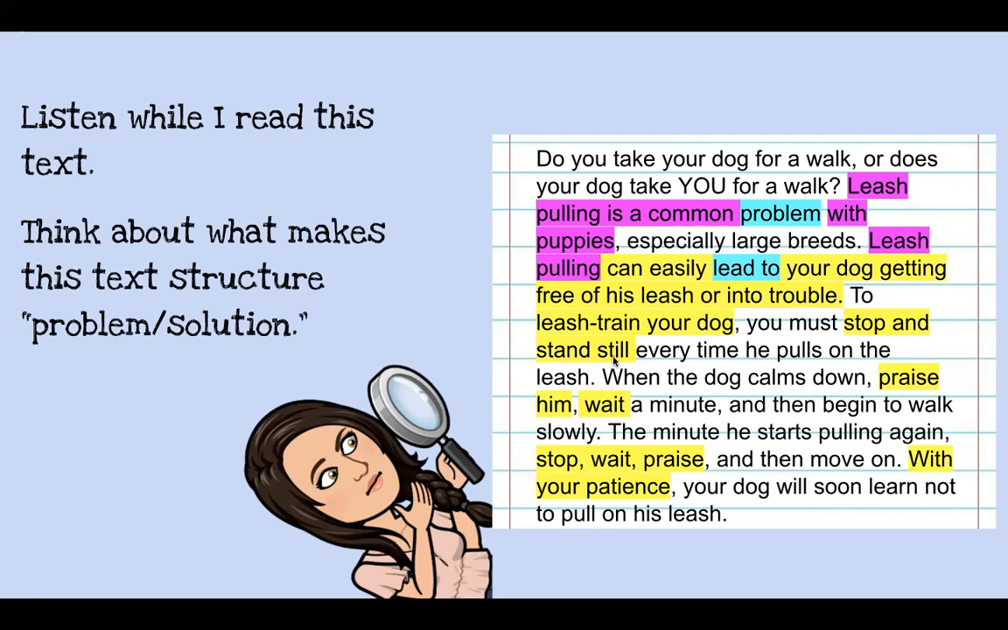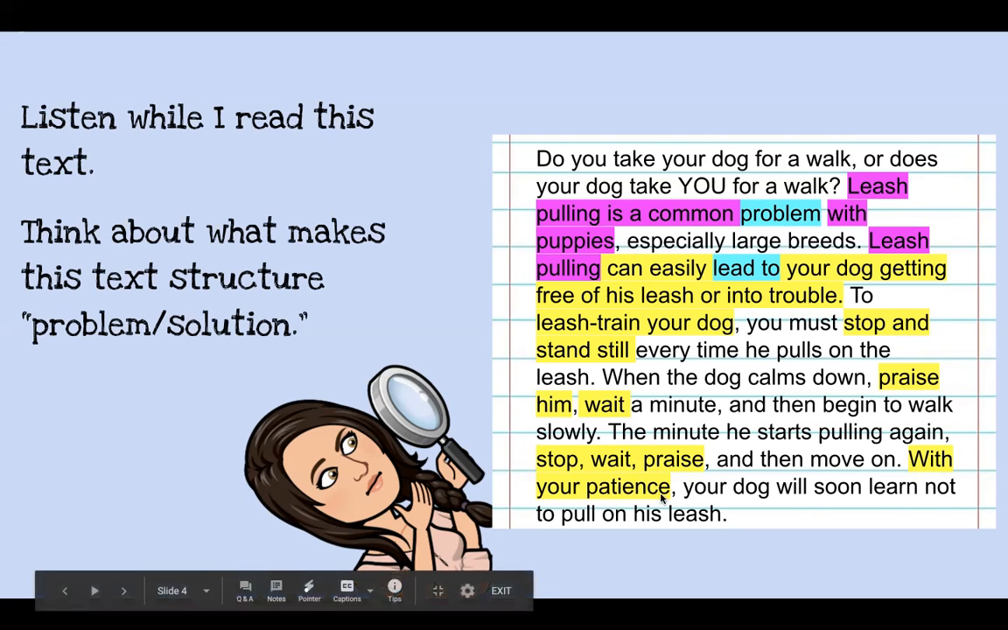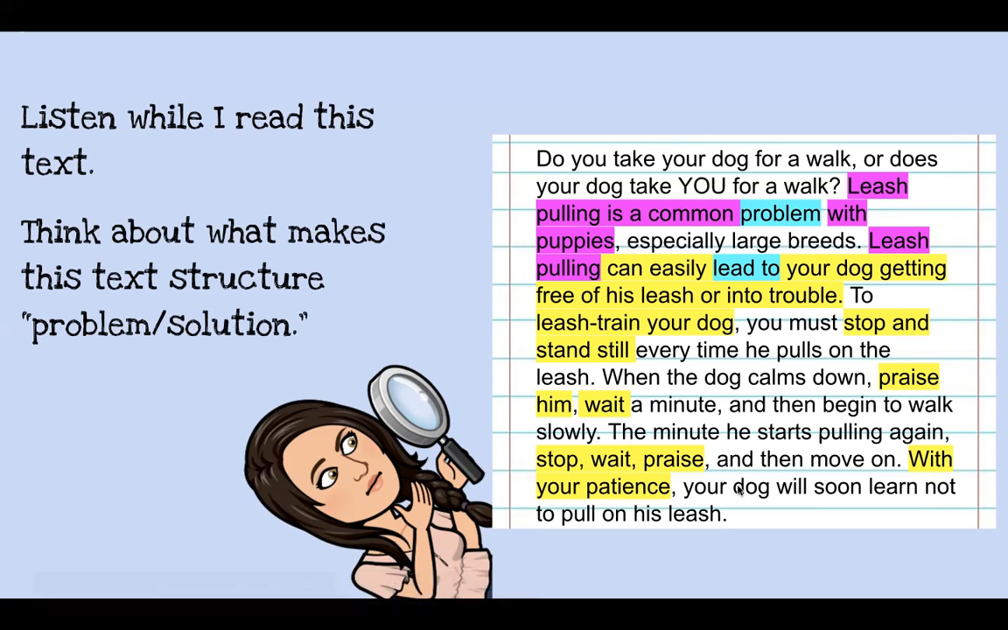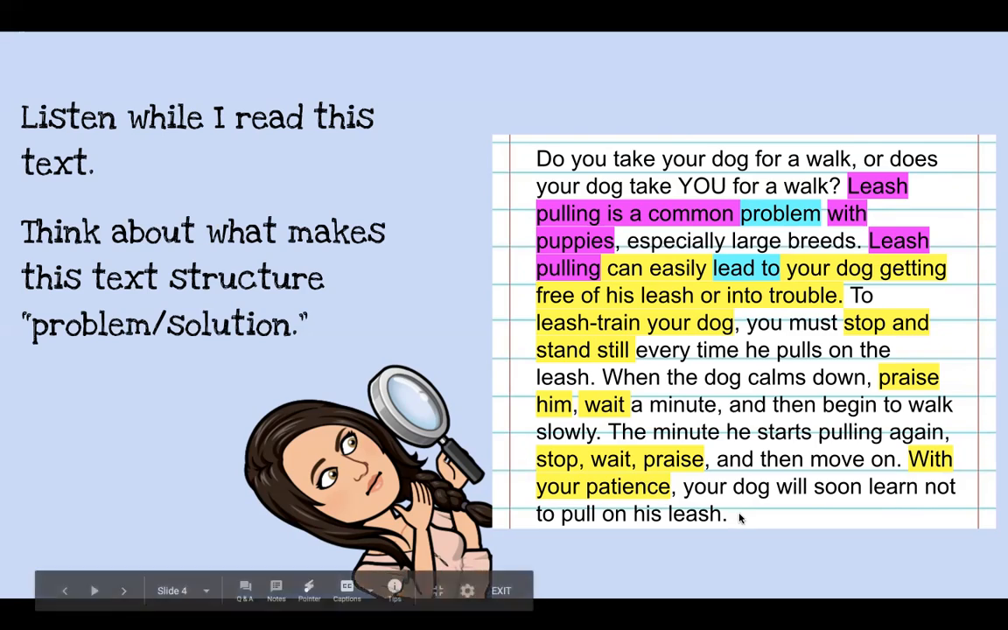So you would stop and stand still. You would praise and wait. Stop, wait, praise. So it's kind of like the steps of doing it. And then it says, with your patience, your dog will learn. So I think that's really key here too, that this is almost like a repetitive thing for people to have to do, that they really need that patience with their pet in order for this to really be a solution and to actually work, right?